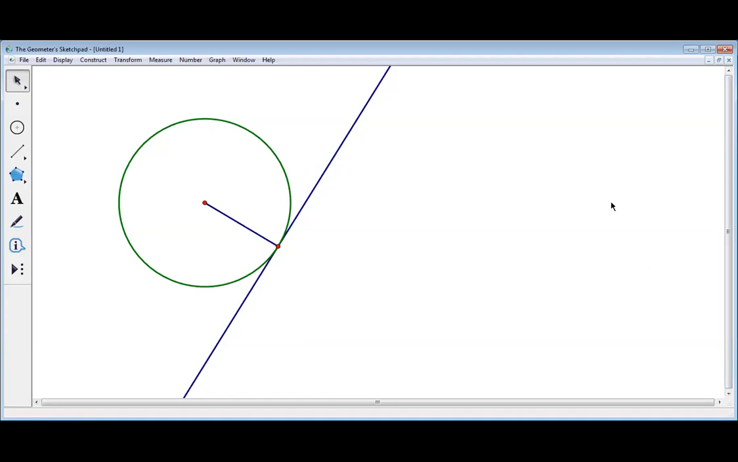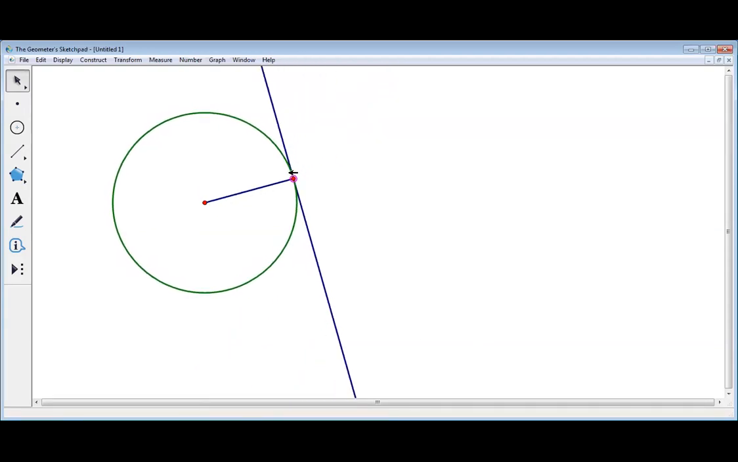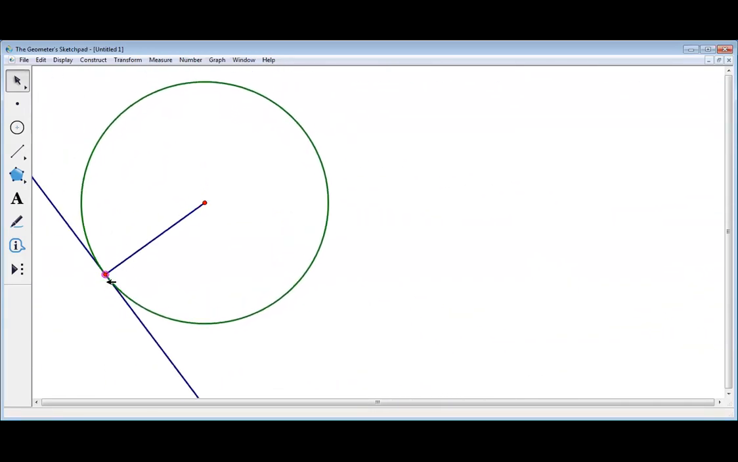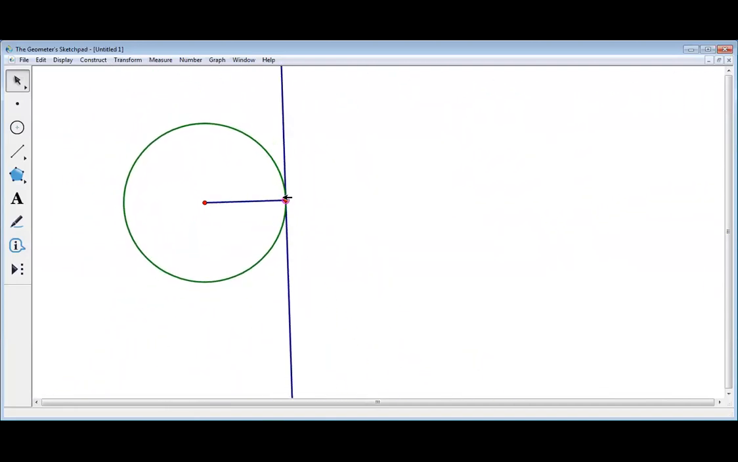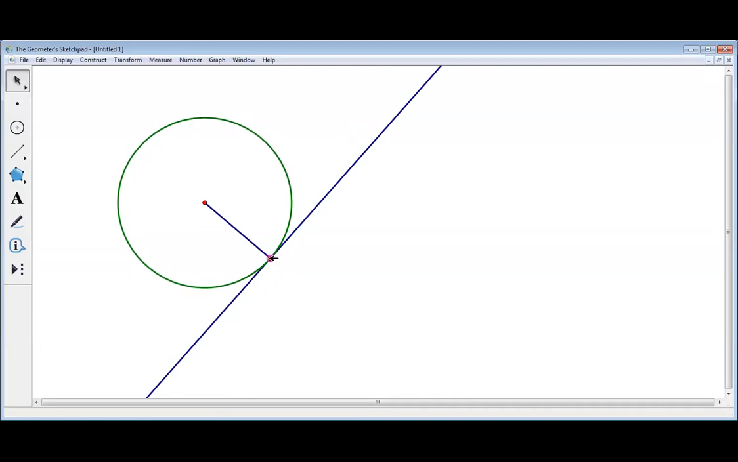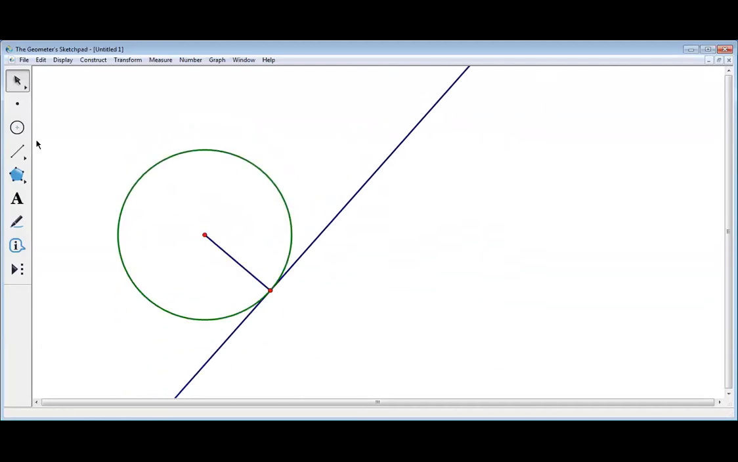Good. Now, next, drag the point around. What can you conclude about a line that is perpendicular to a radius? So if I move this point around, wow, you can see this line that is perpendicular to the radius is also tangent to the circle, right? Because it's only passing once. That's the only point of intersection.